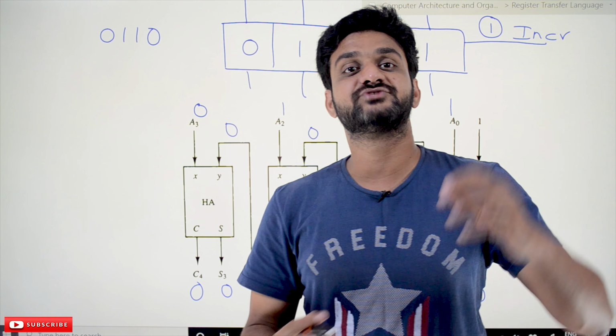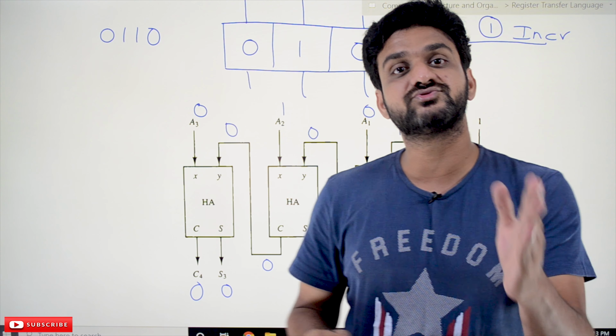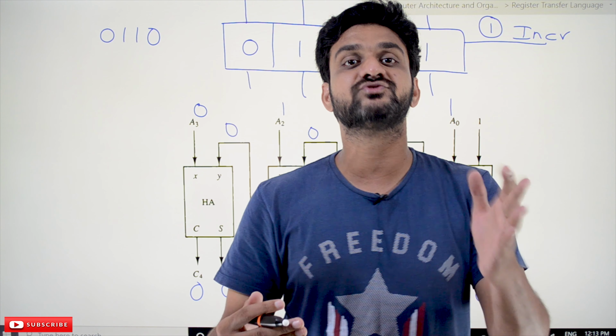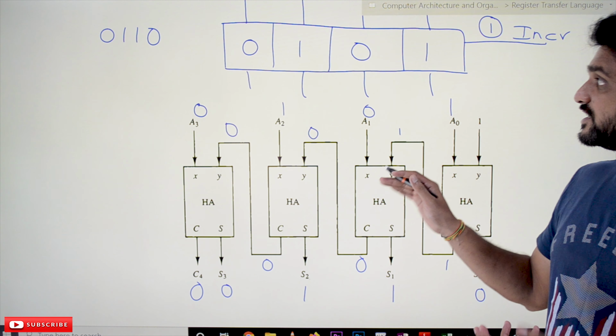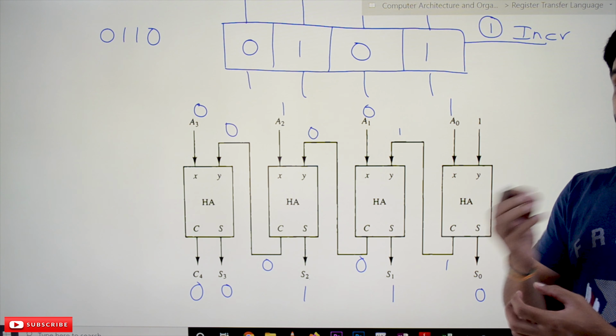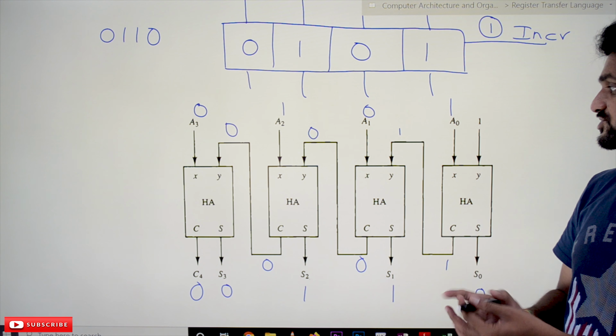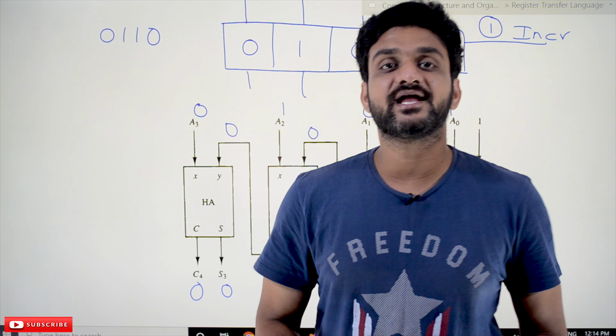Normally, what we will do is use counters. In order to use a register exclusively to increment values, we use counters. But if you want to use another kind of circuit for incrementing register values, this is the circuit using half adders. Hope you got clarity on this concept.